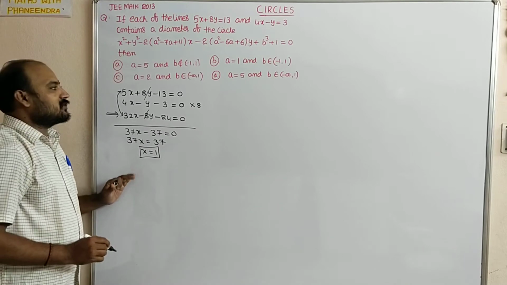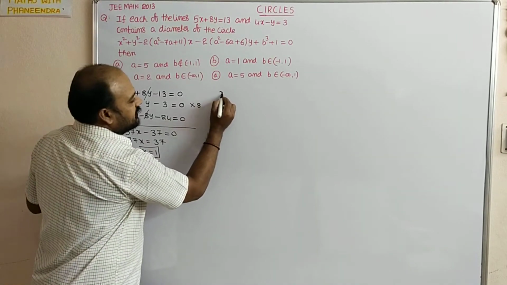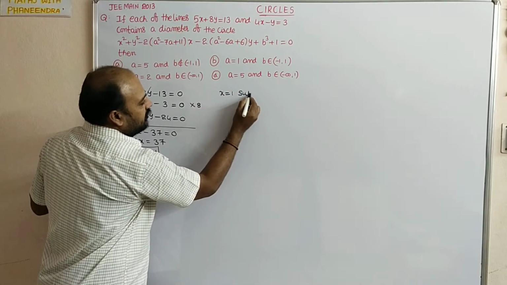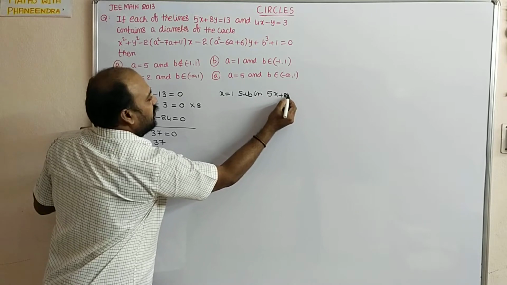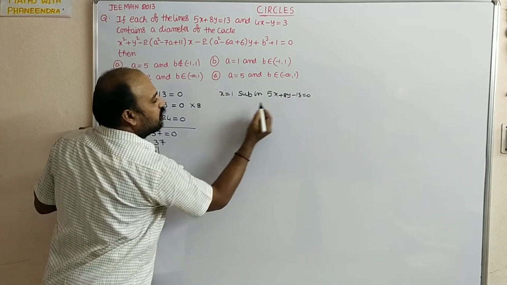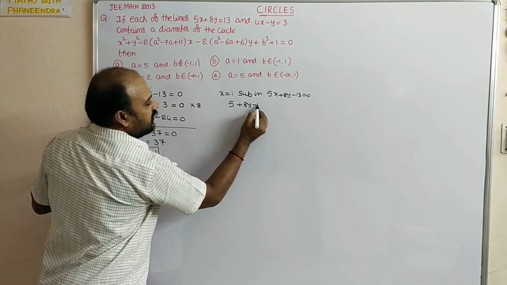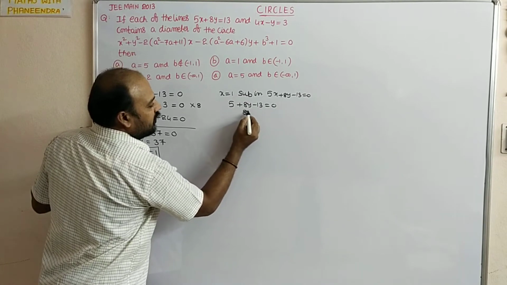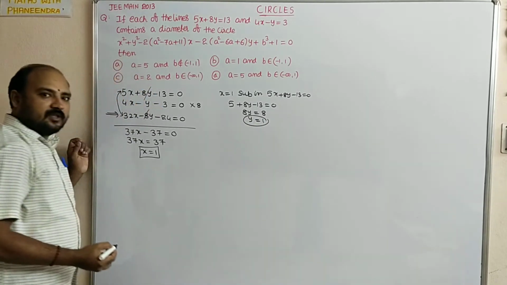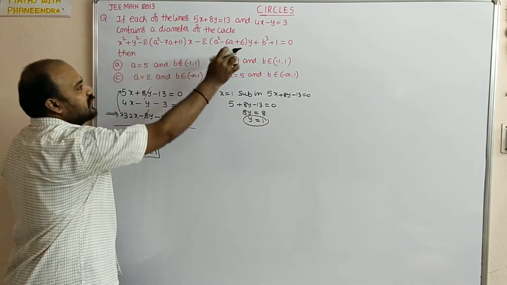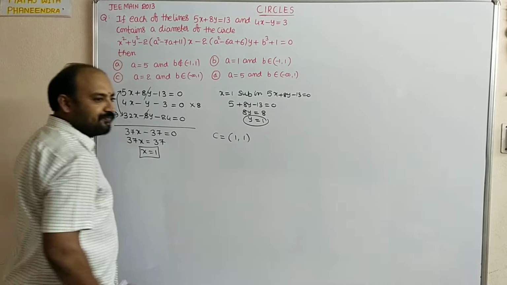So x is equal to 1; substitute in either equation. Substituting x equal to 1 in 5x plus 8y minus 13 equal to 0, we get 5 plus 8y minus 13 equal to 0, 8y equal to 8, y is equal to 1. So the circle center C is equal to (1, 1).